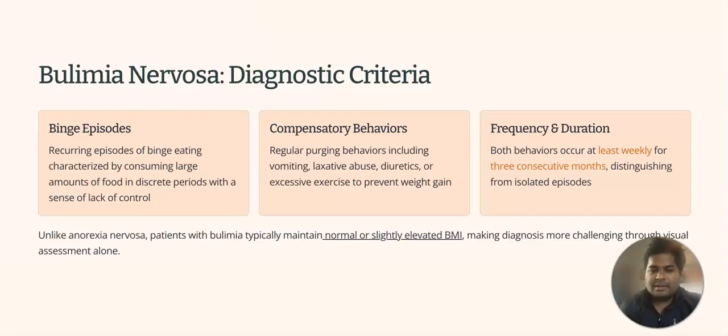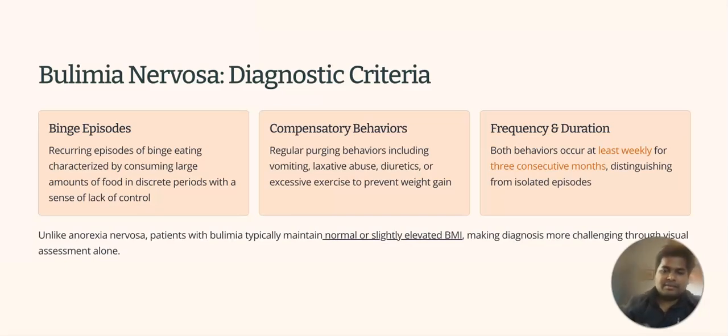Now, talking about the diagnostic criteria in bulimia nervosa, the person eats a large amount of food items in a discrete period of time, and they cannot control themselves, so they keep on eating a large amount of food in a certain interval of time. They do this and eat every day, but at the same time they have a feeling that, oh, I'm eating too much.